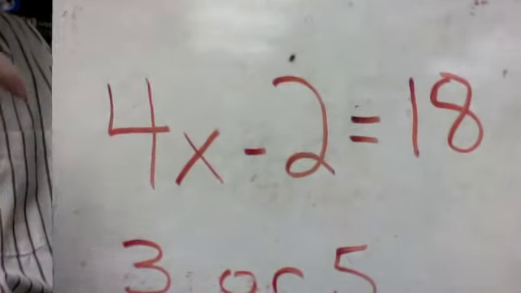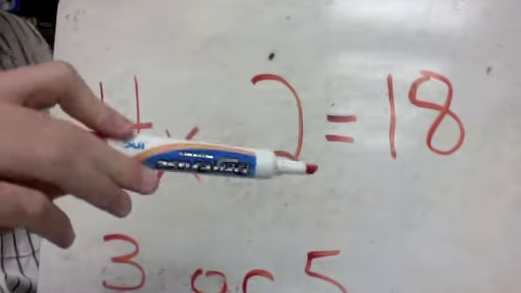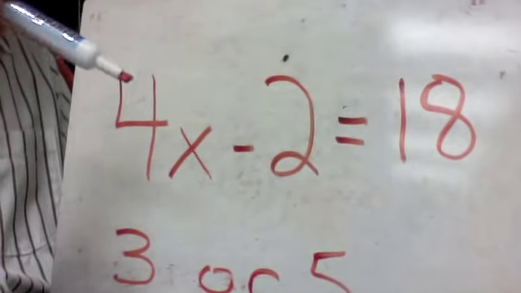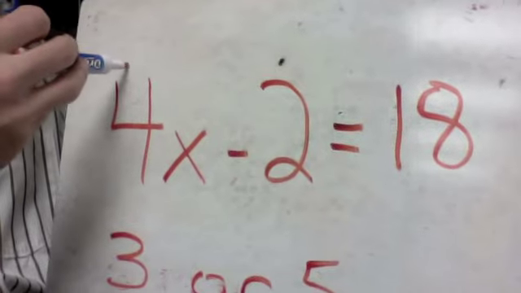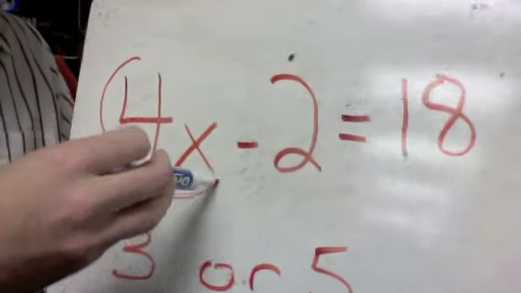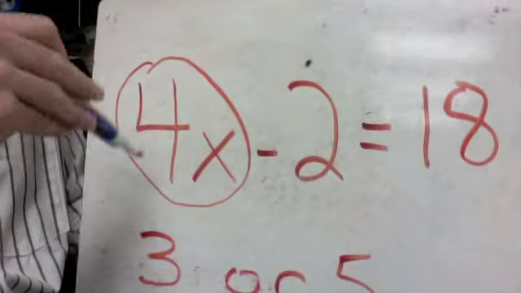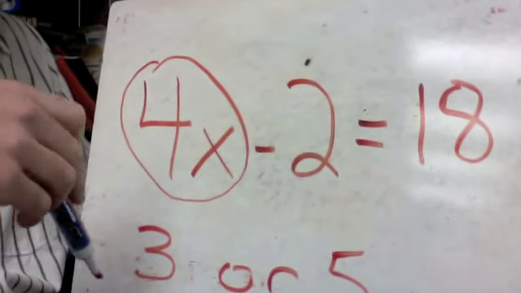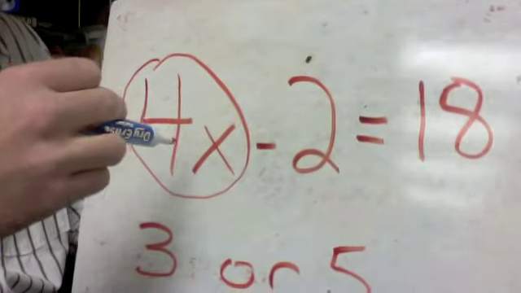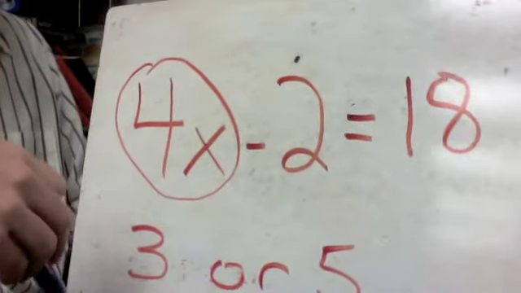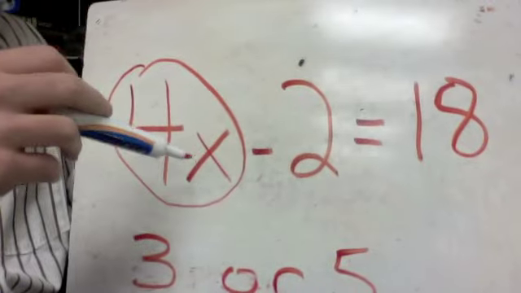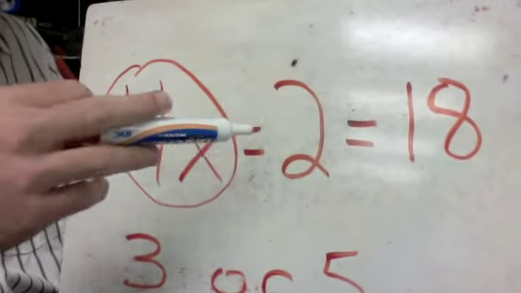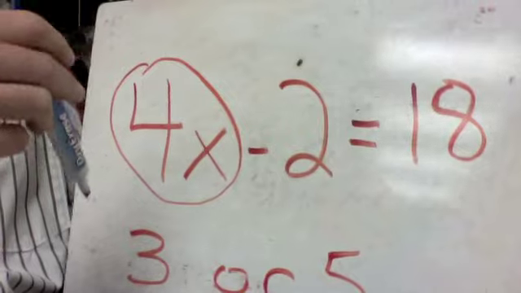Here I have a new number sentence. This time we have 4x minus 2 equals 18. Now remember back in the last deal that we had here, if we've got a variable right beside a number, that means multiplication. And remember that can be written a lot of different ways. We could have put the dot in between there. We could have had some parentheses. But how it is just fine, and it's 4 times x minus 2 equals 18.